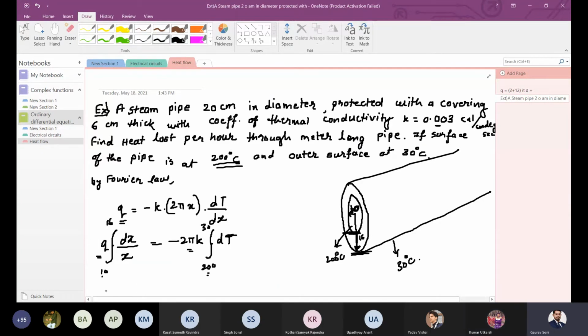So Q log of 16 by 10. So that will be log 16 minus log 10. I have directly combined that step. So minus 2 pi, the value of K is given 0.003. So integration of dt is t. So this will be 30 minus 200.